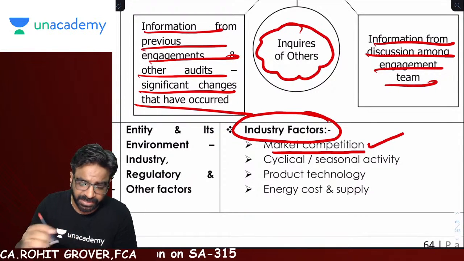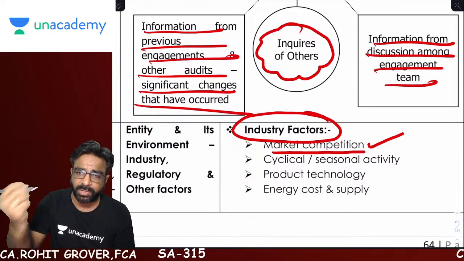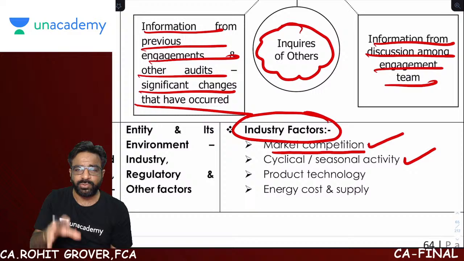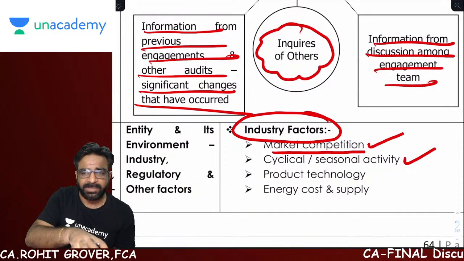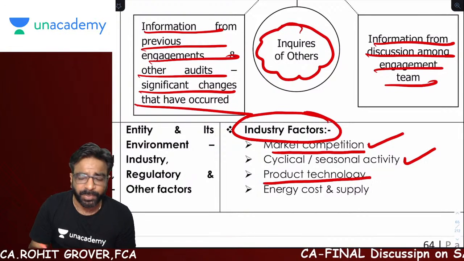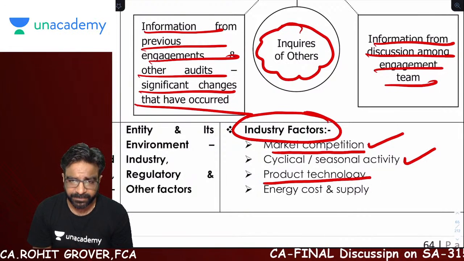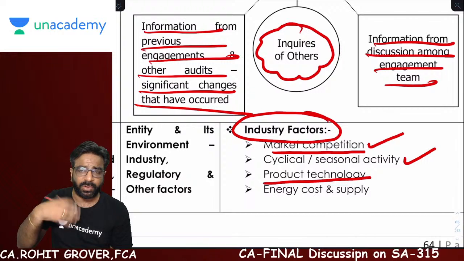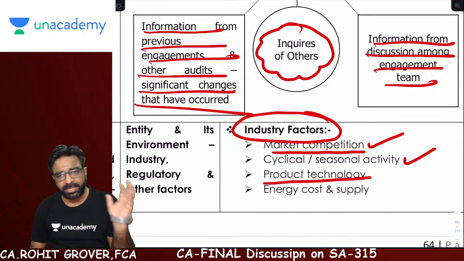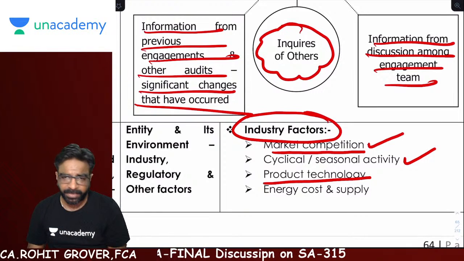So how can we understand the environment? We have to understand the market competition of the entity. We have to understand whether the entity is in a cyclical kind of business activity or a seasonal kind of business activity. Now we have to understand what product technology the entity is using. Are you getting what kind of technology the entity is using while doing the production? Is it using outdated technology or updated technology?